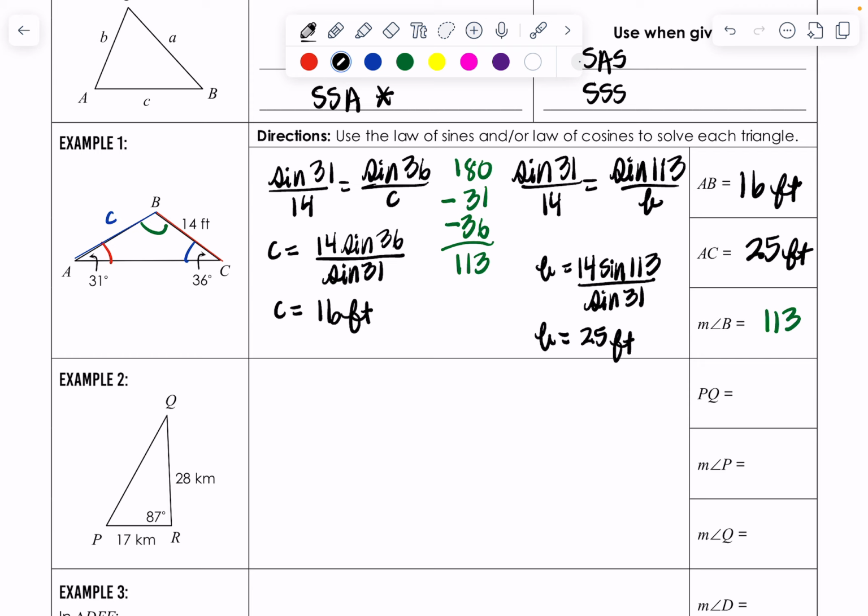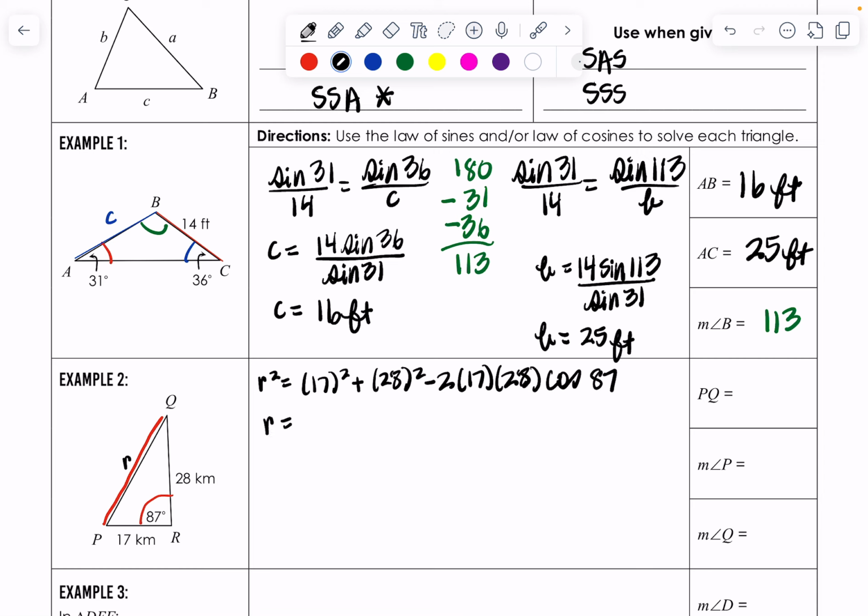But notice how in example 2, we're given two sides and an angle. So this is side, angle, side. So we have to use law of cosines because the law of sines just won't work. So I'm going to go ahead and label this one. This side right here would be your side R because it's opposite of the angle R. So I know R squared would be equal to 17 squared plus 28 squared minus 2 times 17 times 28 times the cosine of the angle 87.